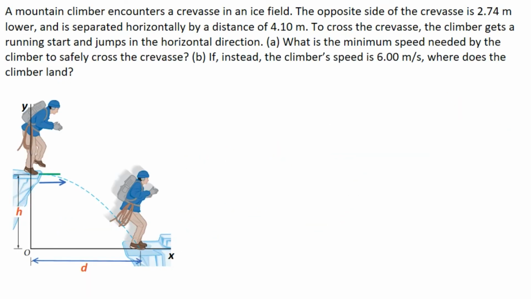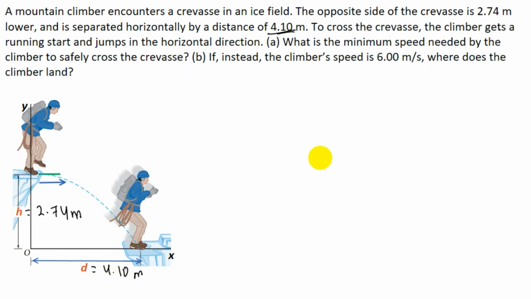Now let's take an example. Here you see that a mountain climber encounters a crevasse and the opposite side of the crevasse is 2.74 meter lower. So this vertical distance h is 2.74 meter and the crevasse is separated horizontally by a distance of 4.10 meter. So this distance is 4.10 meter.